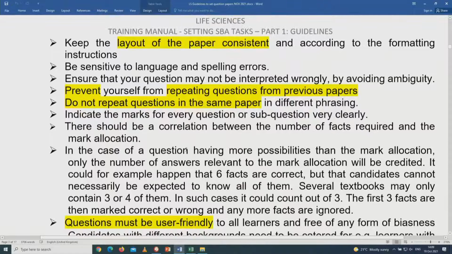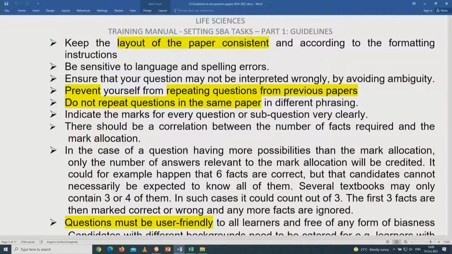Keep the layout of your paper consistent and according to the formatting instructions. We will come to that. Be sensitive to language and spelling errors in your paper when you set. Ensure that your questions might not be interpreted wrongly by avoiding ambiguity. Prevent yourself from repeating questions from previous papers. Yes, we tend to do that. We tend to get an idea from a previous paper.